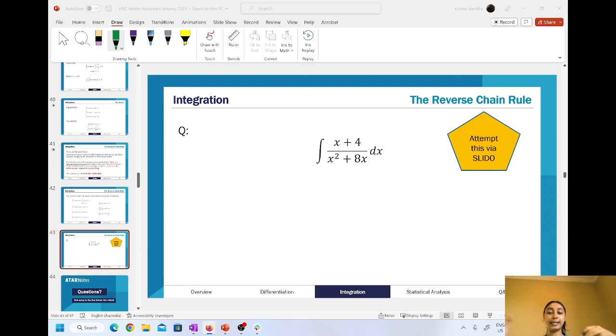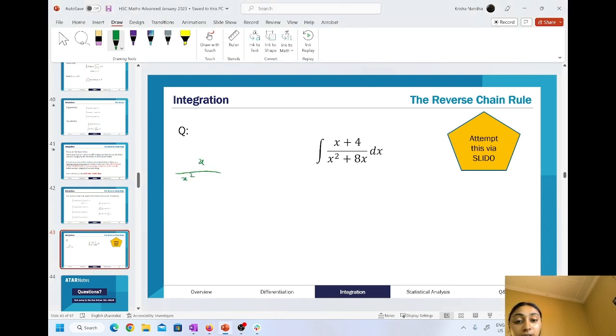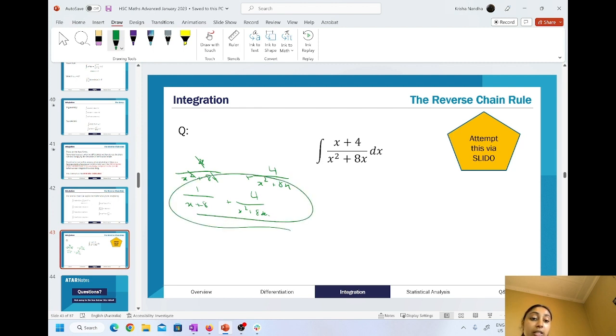But let's see how we can approach this question before I throw in the formula and say, this is how you do it. Just looking at this, one way we could think is maybe we can simplify the fraction. Maybe x on x squared plus 8x plus 4 on x squared plus 8x, and then take out the x over here. So it's 1 on x plus 8 plus 4 on x squared plus 8x. Still doesn't help me because I've still got this disgusting stuff happening, so it's not good enough for me.